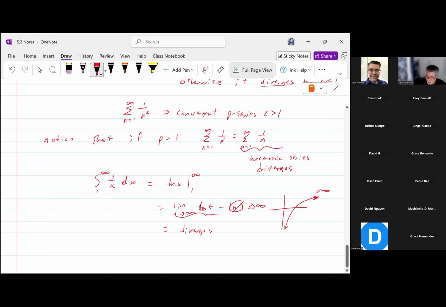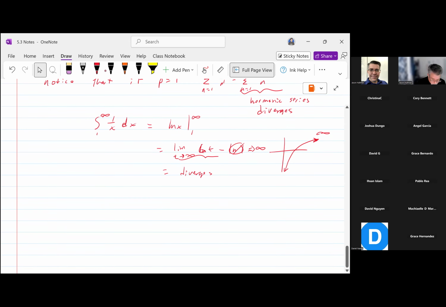So we've proven three different ways that the harmonic series diverges. You should not get that question wrong on the exam. We've proven it using some algebraic manipulation of the series, we've proven it with a p series, and we've proven it with the integral test now.